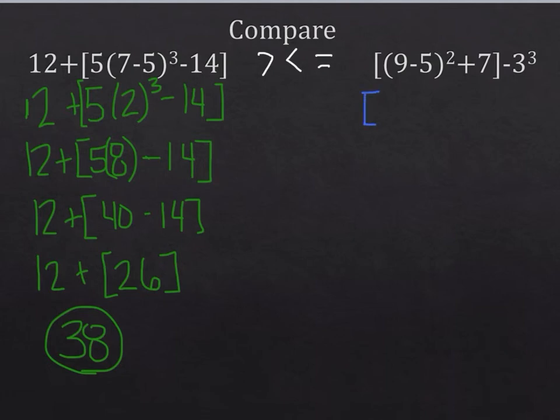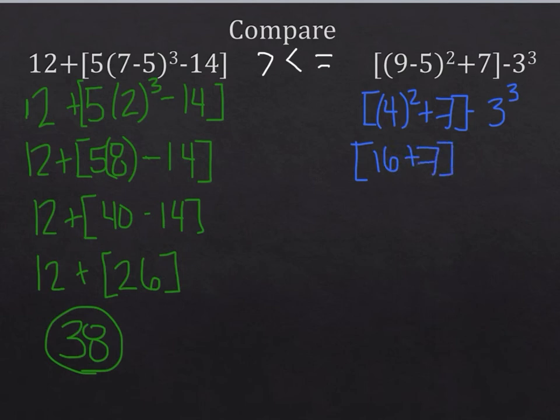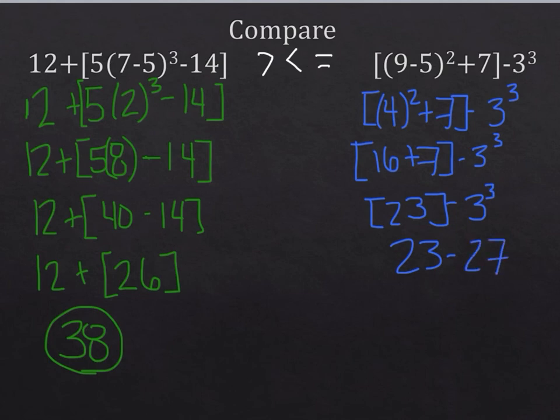Right inside here, that is 4 squared plus 7 minus 3 cubed. 4 squared, that is 16 plus 7 minus 3 cubed. That is 23 minus 3 cubed. 23 minus 3 times 3 is 9. 9 times 3 is 27. And that makes it negative 4.